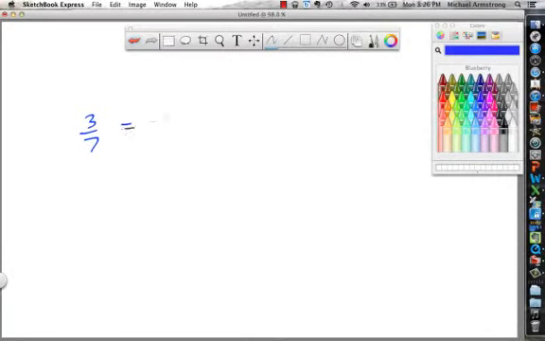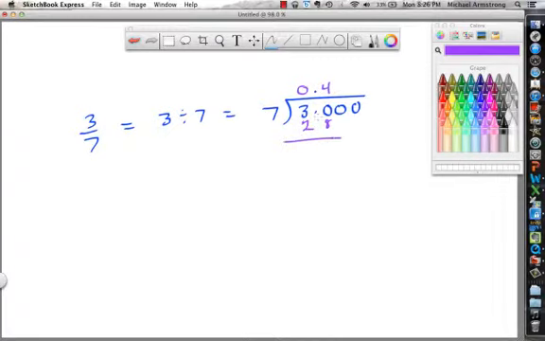3/7. I have no idea what this is going to look like. 3 divided by 7 is 7 into 3. Add a decimal and some zeros. We just don't know how far it's going to go. Change colors just for fun. 7 goes into 3. Nope. 7 goes into 30. Yes. 7 times 4 is 28. 30 take away 28 is 2. So we get 2 left.